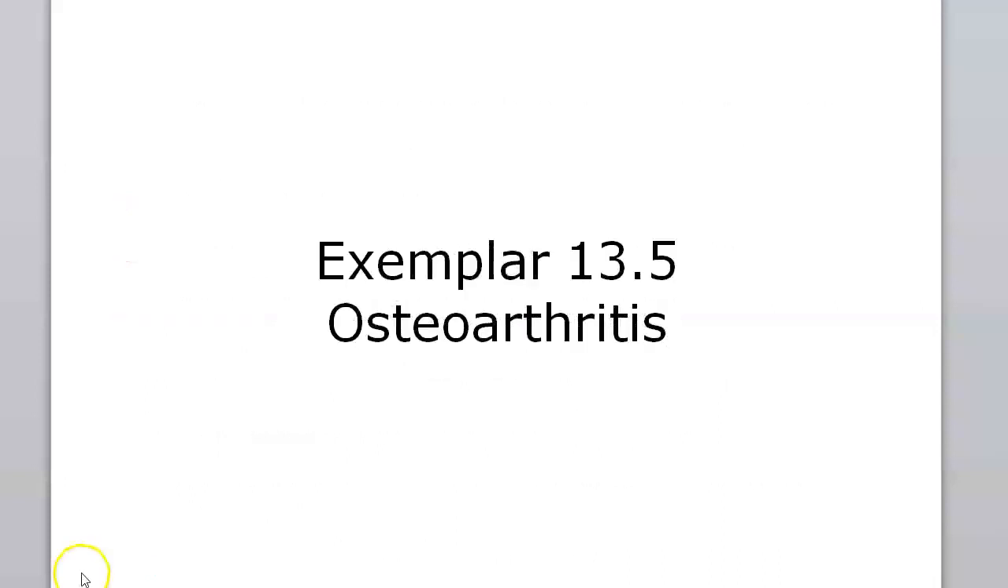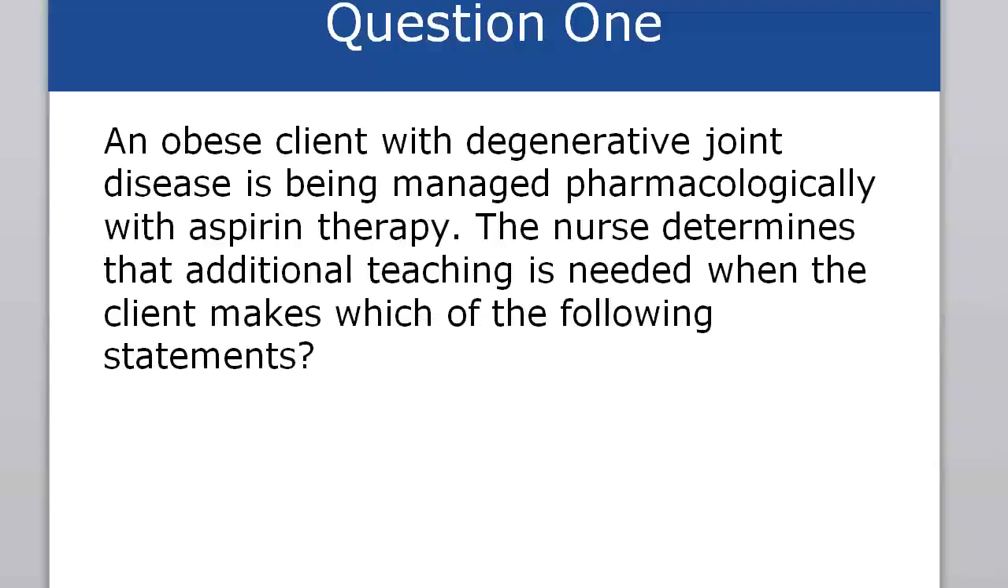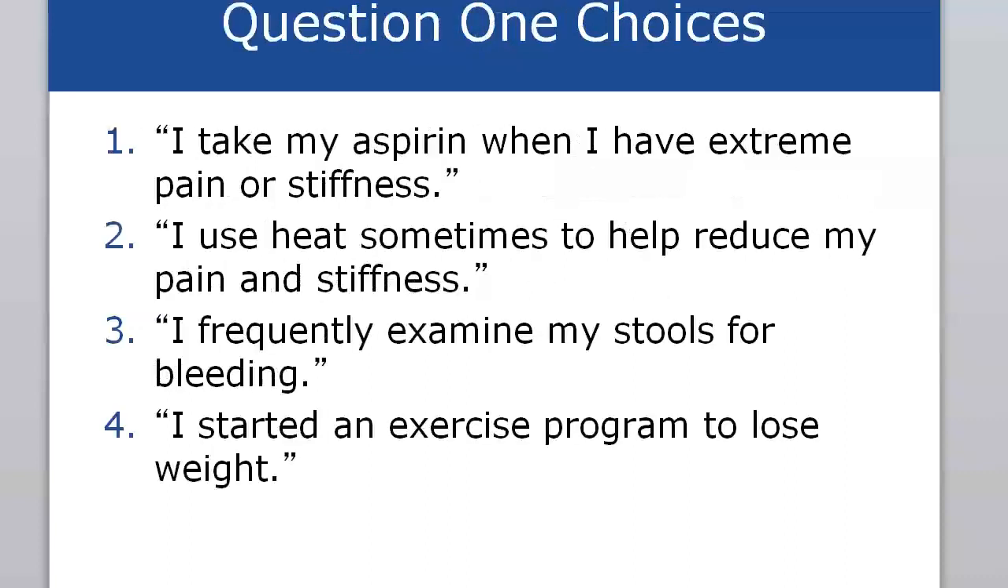And then lastly, I have a few questions on osteoarthritis. Okay, question 1: an obese client with degenerative joint disease is being managed pharmacologically with aspirin therapy. The nurse determines that additional teaching is needed when the client makes which of the following statements? And here are your choices, so think about it.